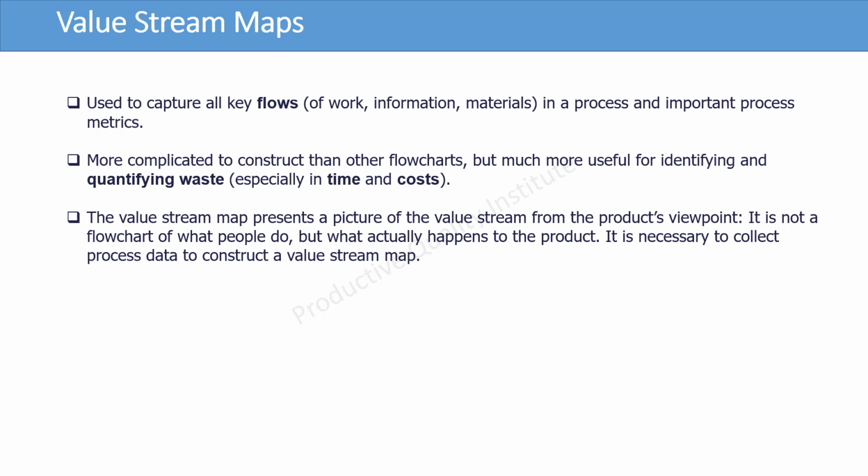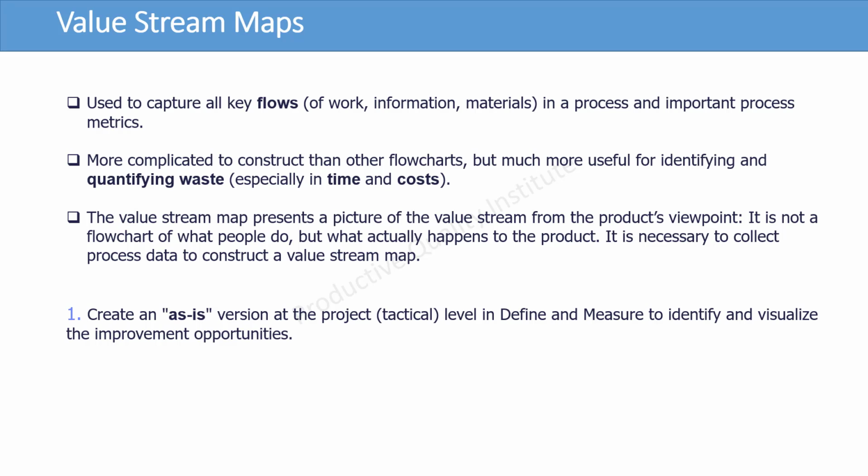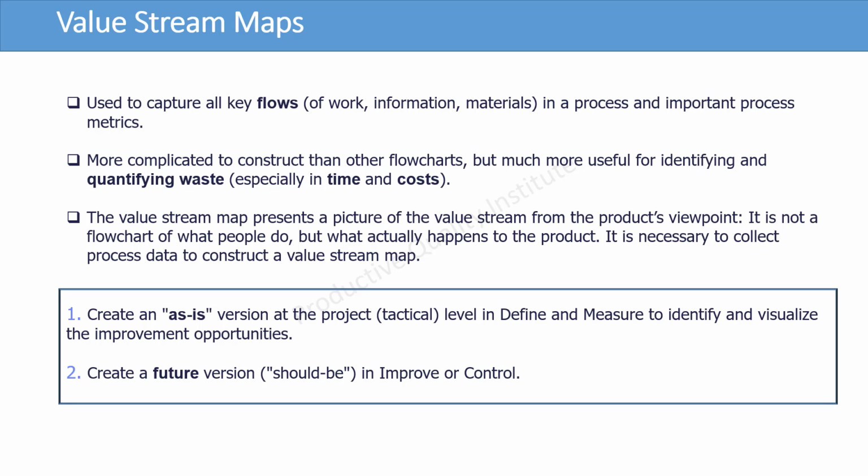It is necessary to collect process data to construct the value stream map. 1. Create an as-is version at the project, tactical level in the define phase and measure phase, to identify and visualize the improvement opportunities. 2. Create a future version, should-be, in improve or control.